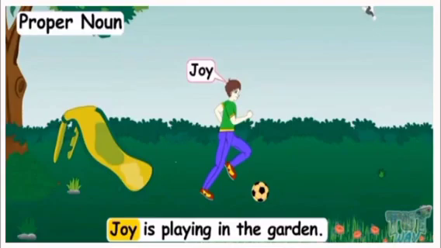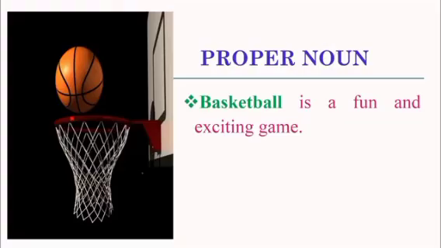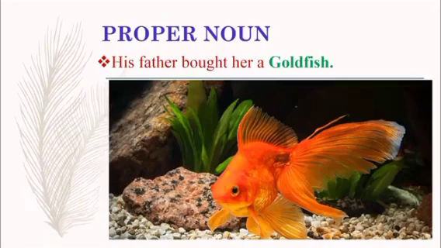So in this picture we can see basketball, right? Now let's frame a sentence. Basketball is a fun and exciting game. In this sentence, basketball is a proper noun. Here we can see goldfish, right? Now let's frame a sentence. His father bought her a goldfish. In this sentence, goldfish is a proper noun.